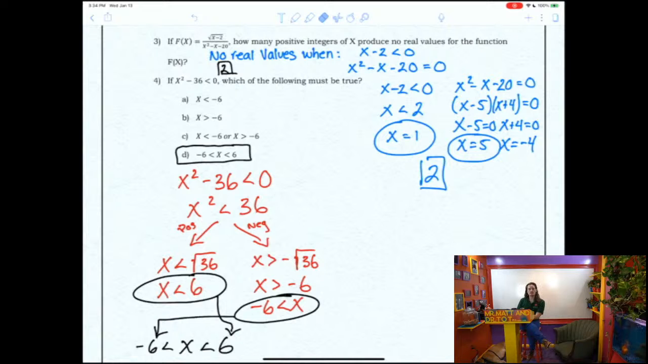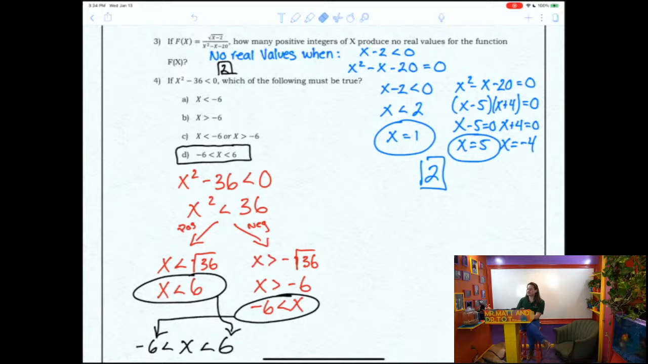But remember, the question asks only about positive integers, so negative 4 doesn't count. So we have x is equal to positive 1 and x is equal to positive 5 as producing non-real values in the function f of x. So the answer to 3 is 2. There are two positive integers that will produce non-real values.